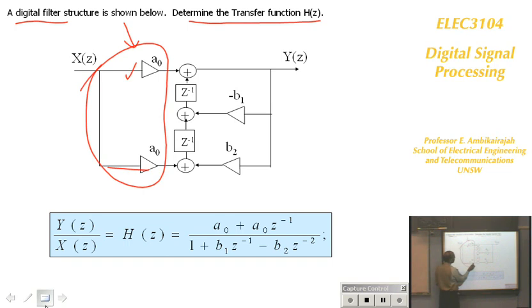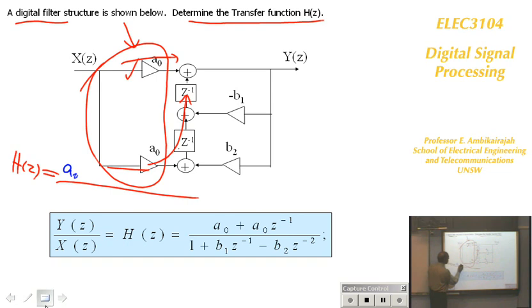So by the time it comes in here, it's going to be A naught z to the minus 2. There's nothing here connecting it, so we don't need to worry about it. This A naught goes directly. So immediately I can say H(z) is equal to, on the top, remember I did this one before? On the top I say A naught goes directly, so I said A naught X, A naught is the first one.